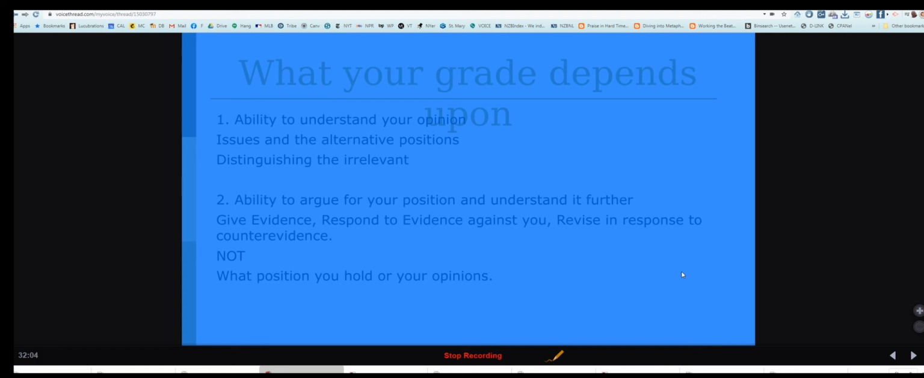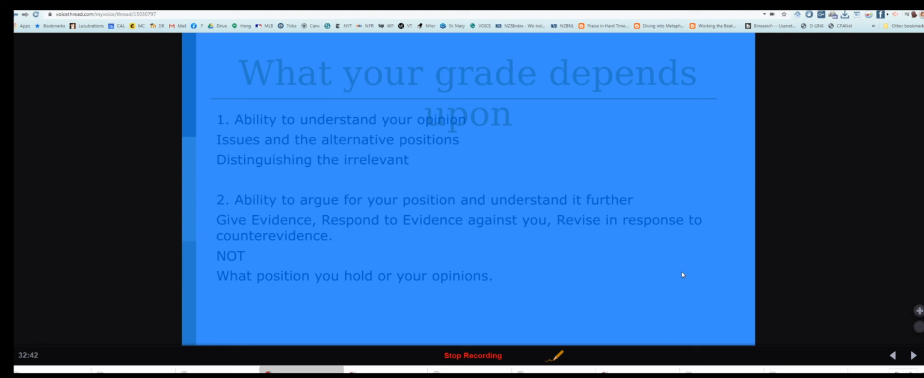So your grade is going to depend upon mainly your ability to consider evidence and consider counterexamples, and to give evidence, respond to evidence against you, and then revise your opinion in response to that counter evidence and reach a considered opinion. You're not going to be graded at all on what position you hold or your opinions. At a place like St. Anselm, oftentimes you may have found that it helps if you agree with one position rather than another, or to hold the company line. It makes absolutely no difference to your grade whatsoever.